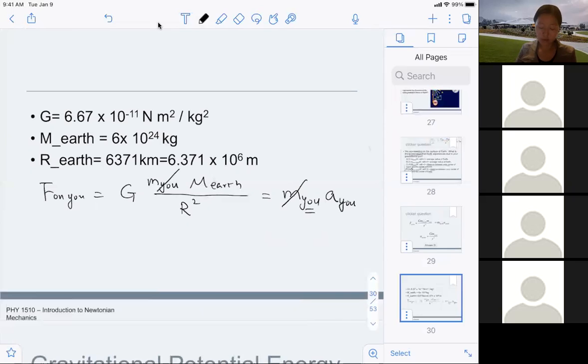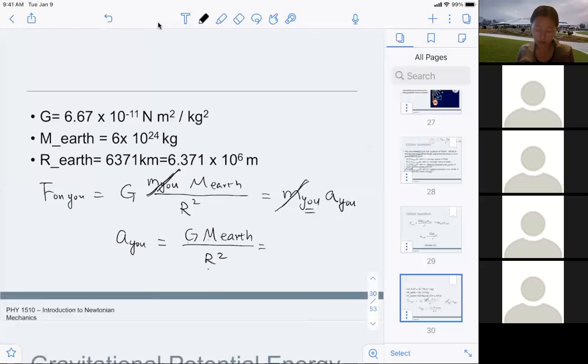Cancel your mass. Now you see that the acceleration that each of us feels, each object on Earth, does not depend on your mass, because you can see it gets canceled from both sides, which makes sense because the little g is the same for everyone. Not everyone gets a different acceleration. We all get the same acceleration. And that acceleration is G times the mass of the Earth divided by the radius of the Earth squared. That is the acceleration of you.